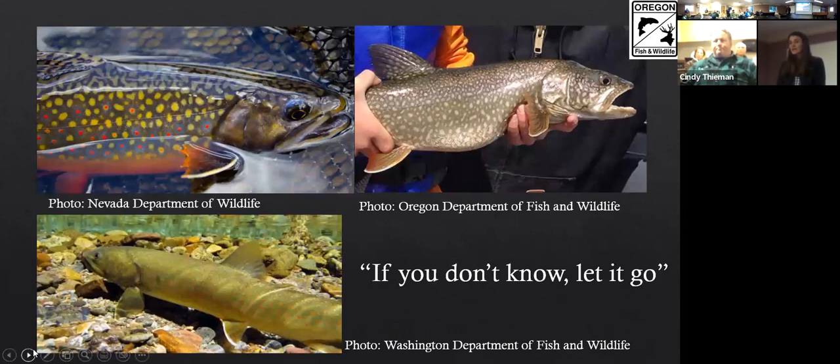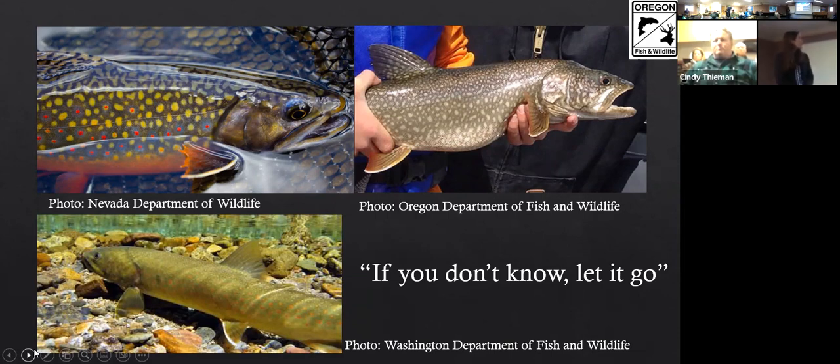Next slide. I mentioned they're a member of the char family. And within that family, there are several other species that are not necessarily native to the Western United States, but have been placed here. And those are primarily brook trout and lake trout. Brook trout pictured on the upper left, and lake trout on the upper right.